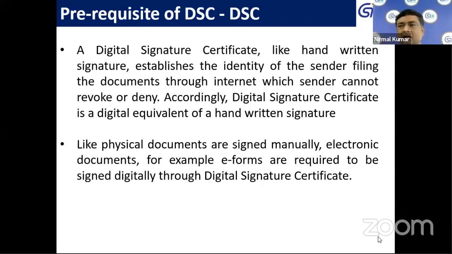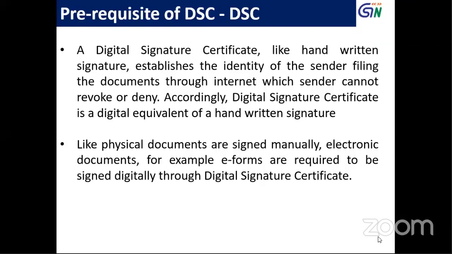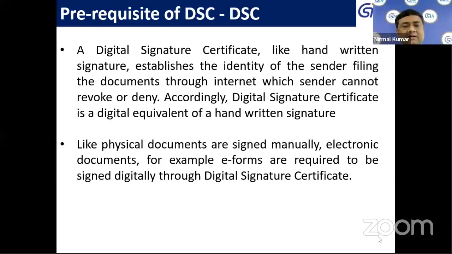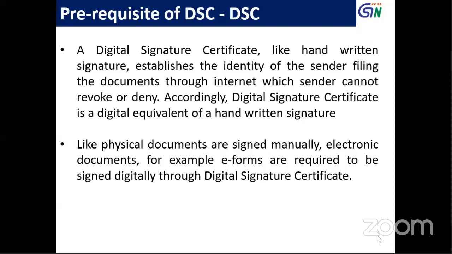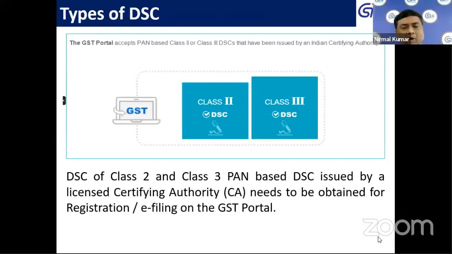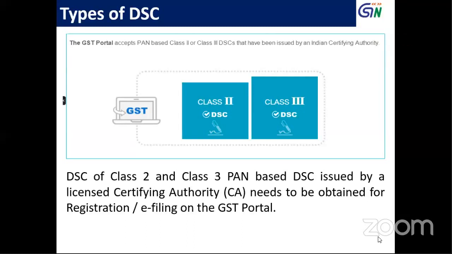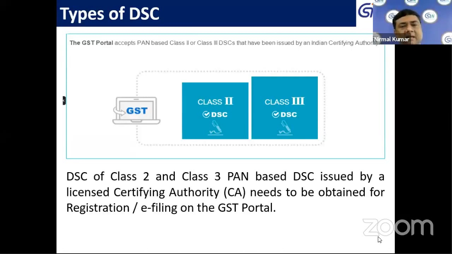The first and foremost question that comes to a taxpayer's mind is what is a digital signature? A digital signature is like a handwritten signature which establishes the identity of the sender when he files his compliance documents. Like physical documents, for example, e-forms are required to be filed digitally through a digital signature certificate. What is the type of digital signature that he can purchase?